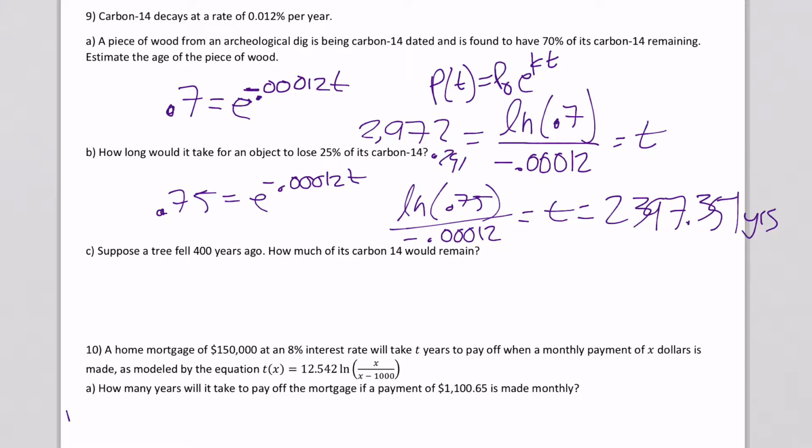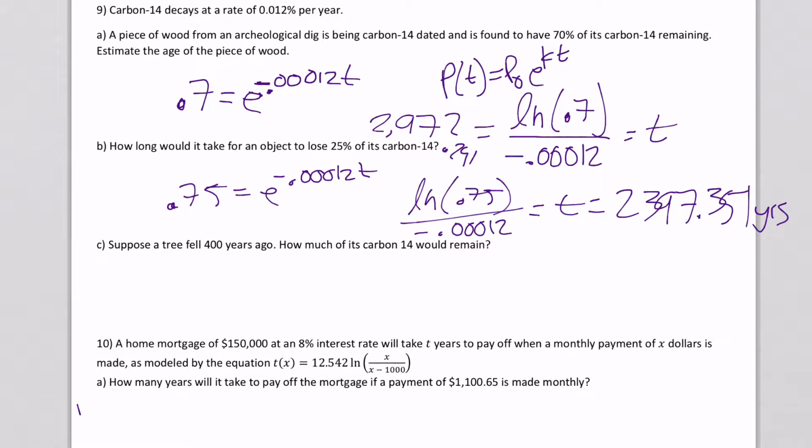Last one, suppose a tree fell 400 years ago. How much of its carbon-14 would remain? So we don't know how much carbon it's starting with, so this is going to need a percent. So our starting population, P naught, should just be 1. By making it 1, that's saying it's 100%, essentially, right? So what we need is the population at time 400 years needs to equal e to the power of our rate, which is still negative 0.00012 times time.